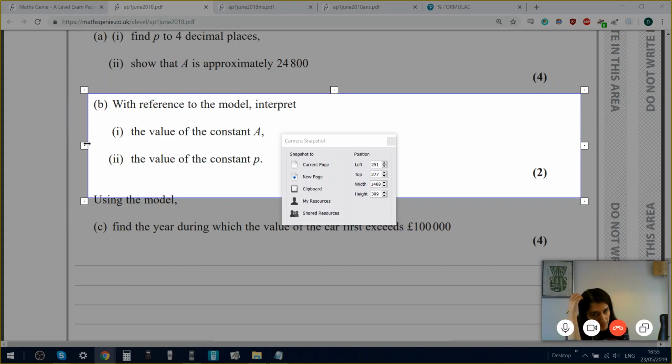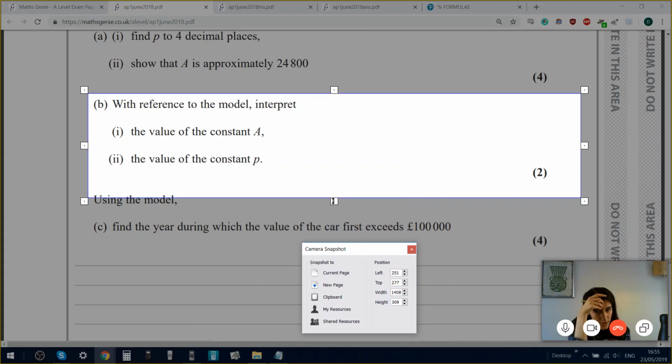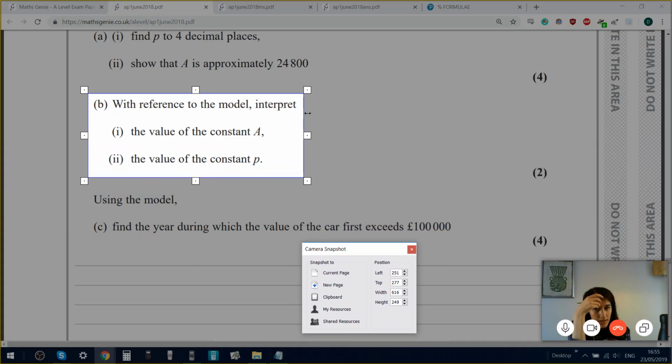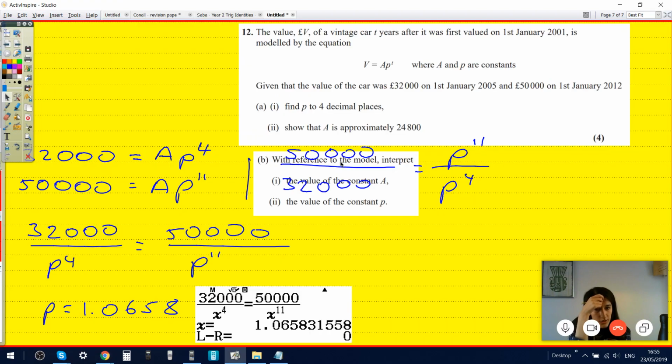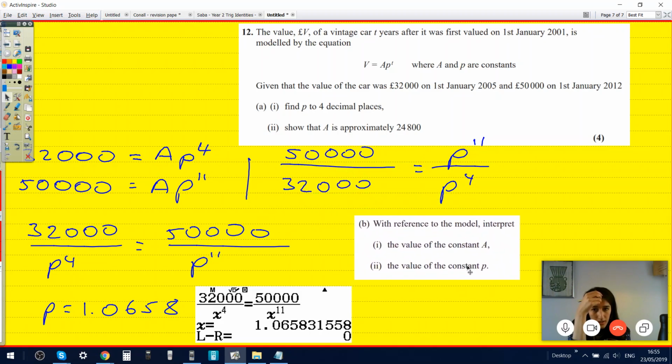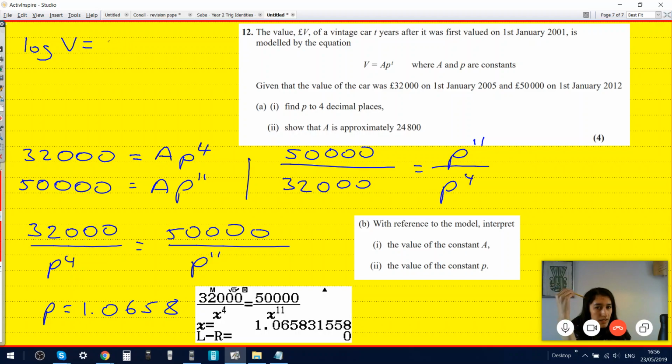I'm guessing A is the initial price. I don't know what the context was. The initial value of the car. When it was first valued. Yeah, so that's the initial value. And then P is the increase in value after T amount of years. I think after 1 year, like every year.